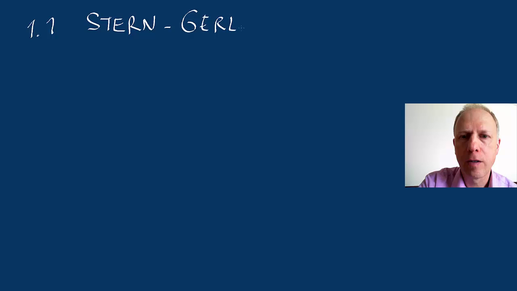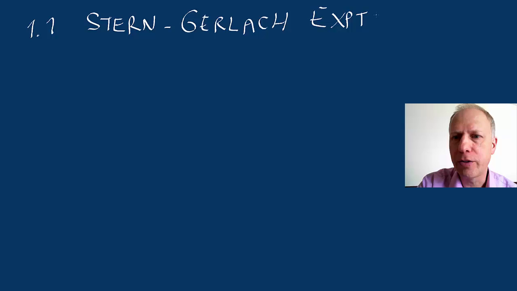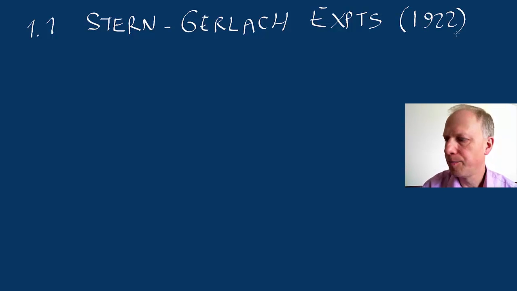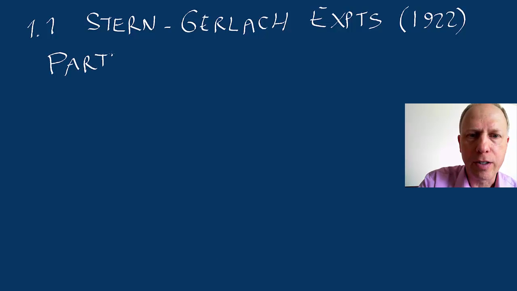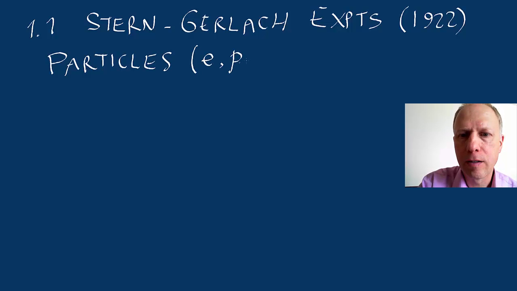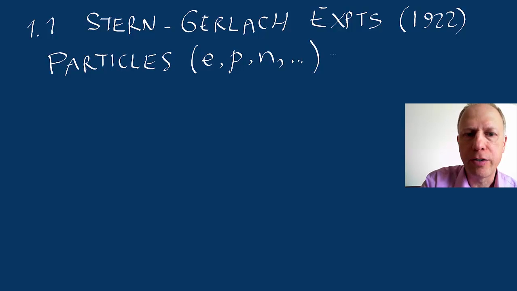So let's begin with section 1.1, Stern-Gerlach experiments. The originals were done in 1922. They rely on the fact that particles like electrons, protons, neutrons, and many others have intrinsic spin.